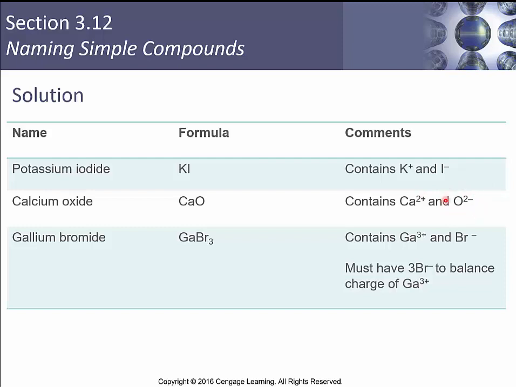Gallium bromide, gallium is going to have a +3 and bromine is a -1, so we're going to need thrice the number of bromines to equal the 3 plus charge on the gallium. So this is our drop and swap, but going backwards. Right? So these are our type 1s. These are the super duper easy ones.